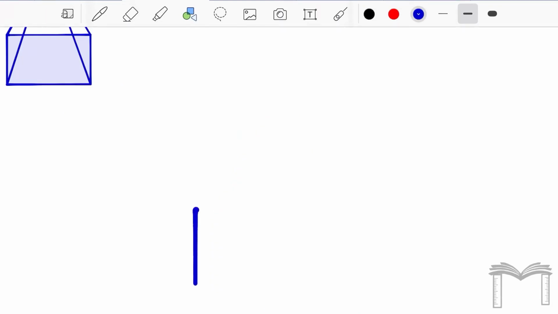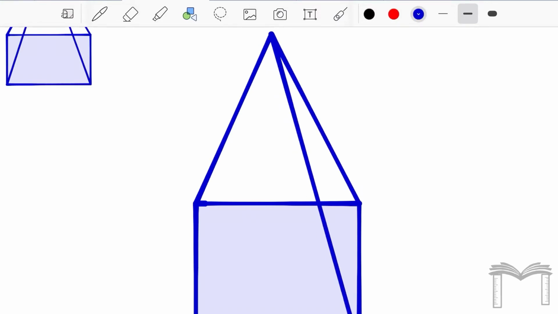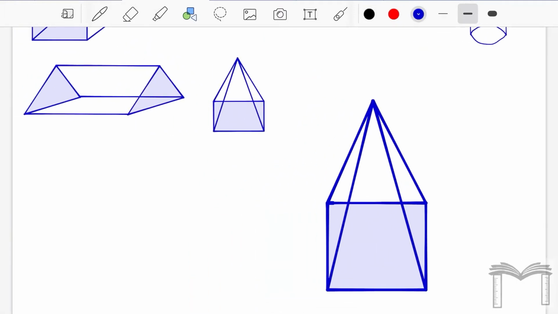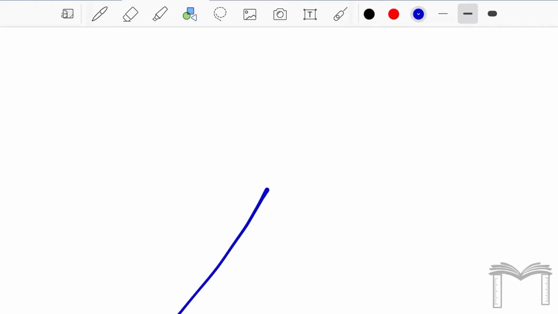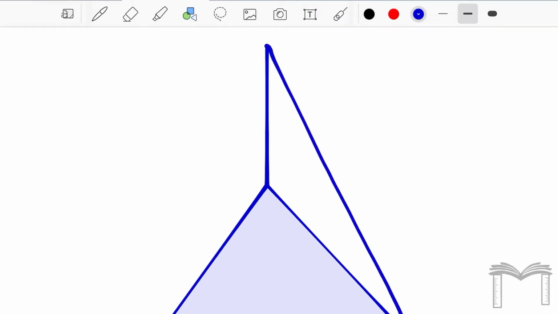We do the same for a square based pyramid. We start by drawing a square. We can place a point above the center of the square and connect all four corners of the square to that point. And lastly, we have a triangular based pyramid. We draw a triangle, put a point above the center of the triangle, and connect all 3 points to that point.